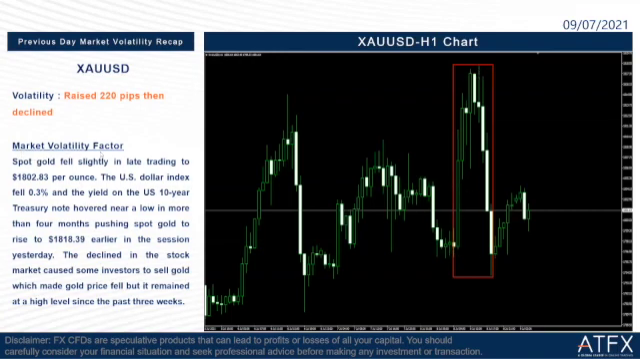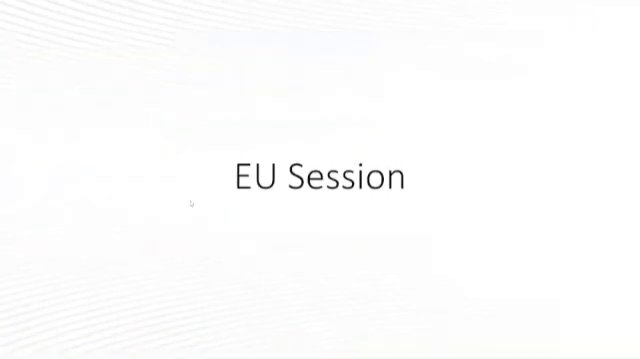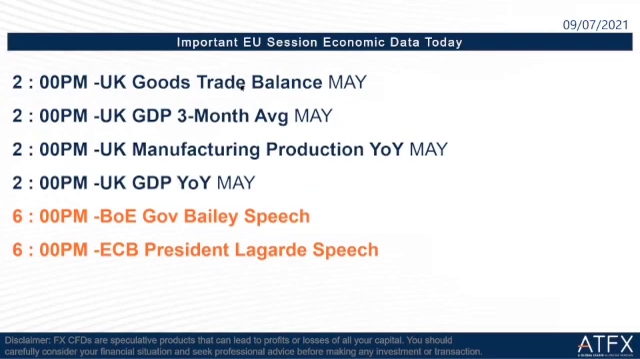Now, for the market volatility factor, let's read what happened on the gold market last night. Spot gold fell slightly in late trading to 1802.83 per ounce. The US dollar index fell 0.3% and the yield on the US 10-year treasury note hovered near a low in more than 4 months, pushing spot gold to rise to 1839 earlier in the session yesterday. Then the decline in the stock market caused some investors to sell gold, which made the gold price fall, but it remained at a high level since the past 3 weeks. So as you can see, there's a factor that pushed up the gold price to 1800 and then it fell down again.